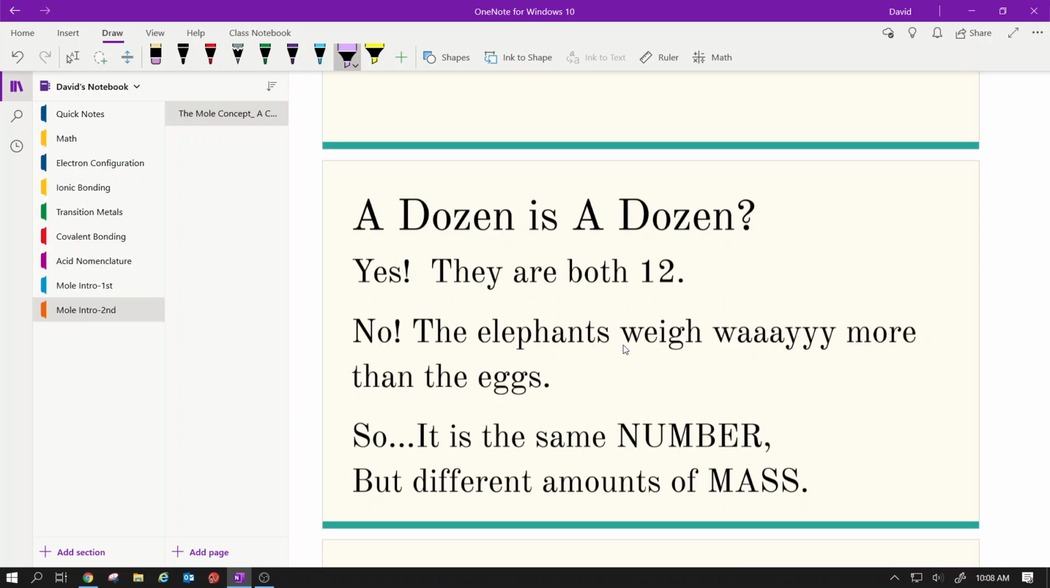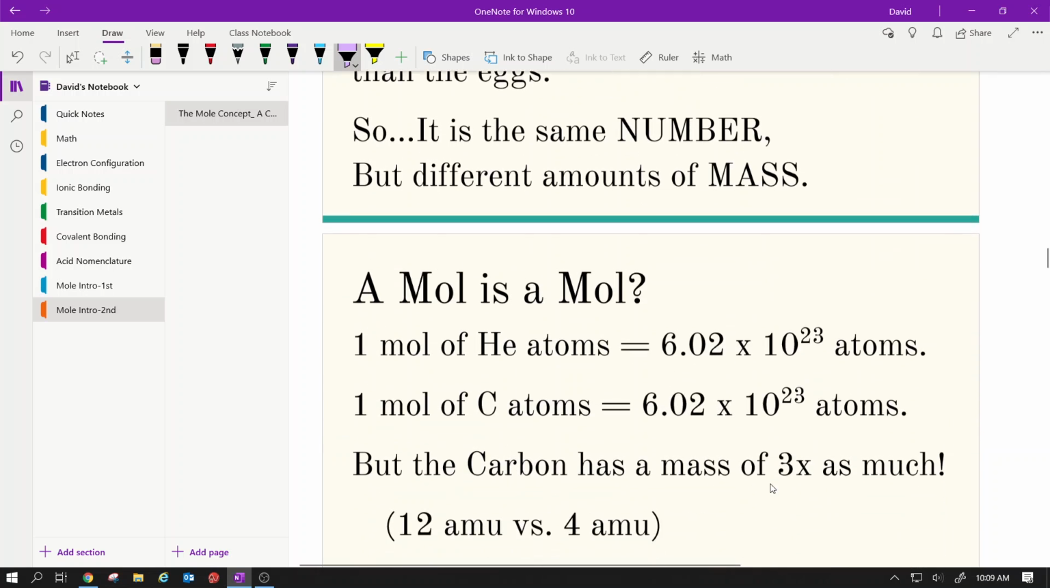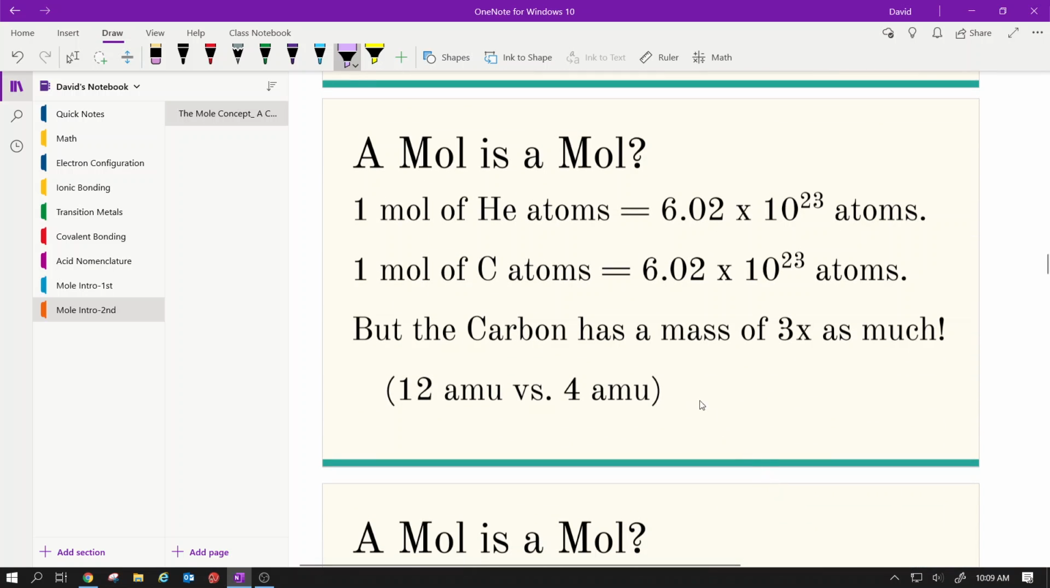Because the elephants weigh way more than the eggs. So even though it's the same number of items, it's a very different mass, right? And you guys knew that. When you came in here, you didn't think that a dozen of everything weighed the same. You know better. Even though the numbers are the same, there are different amounts of mass. So let's think about that. Is a mole always a mole? Well, yes.